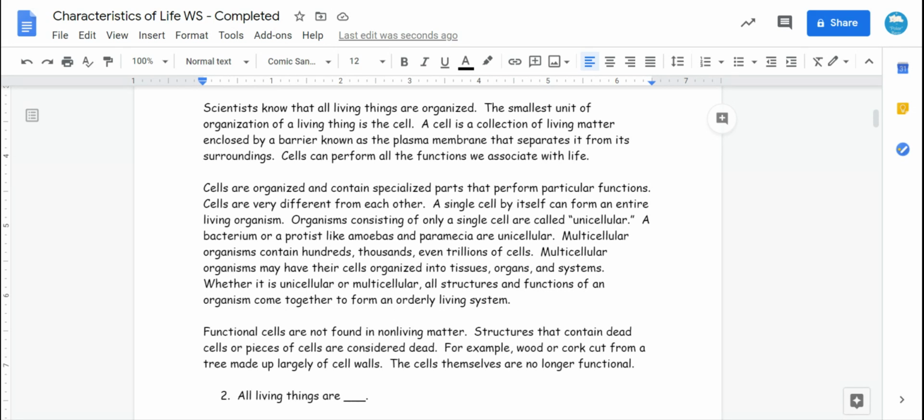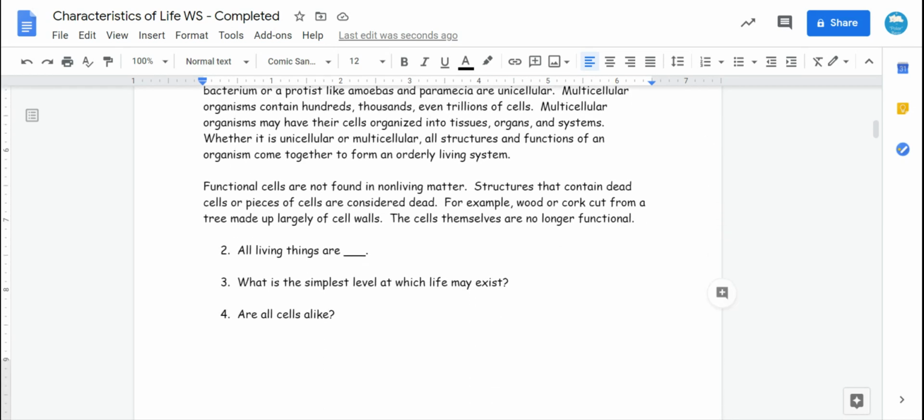Whether it is unicellular or multicellular, all structures and functions of an organism come together to form an orderly living system. Functional cells are not found in non-living matter. Structures that contain dead cells or pieces of cells are considered dead. For example, wood or cork cut from a tree is made up of largely cell walls. The cells themselves are no longer functional.